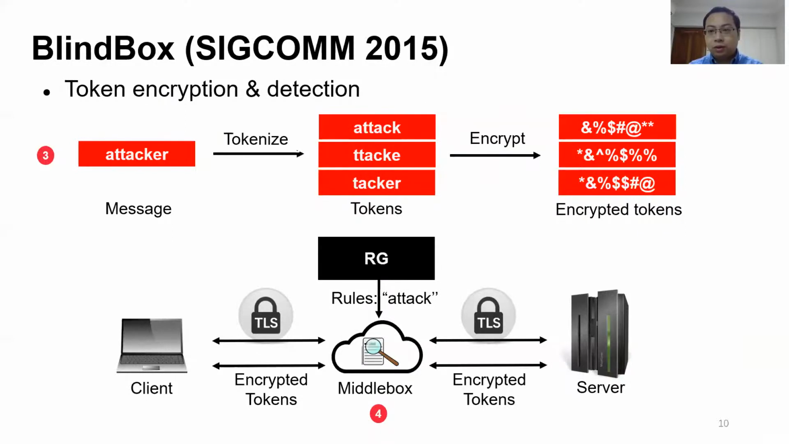A brief explanation of how the traffic tokenization is shown here. First, suppose the original message "attack" is tokenized into 6 bytes. In this case, 3 tokens are generated by using a window-based tokenization. It then encrypts these tokens with the proposed encryption scheme so that the Middlebox can perform matching on them.